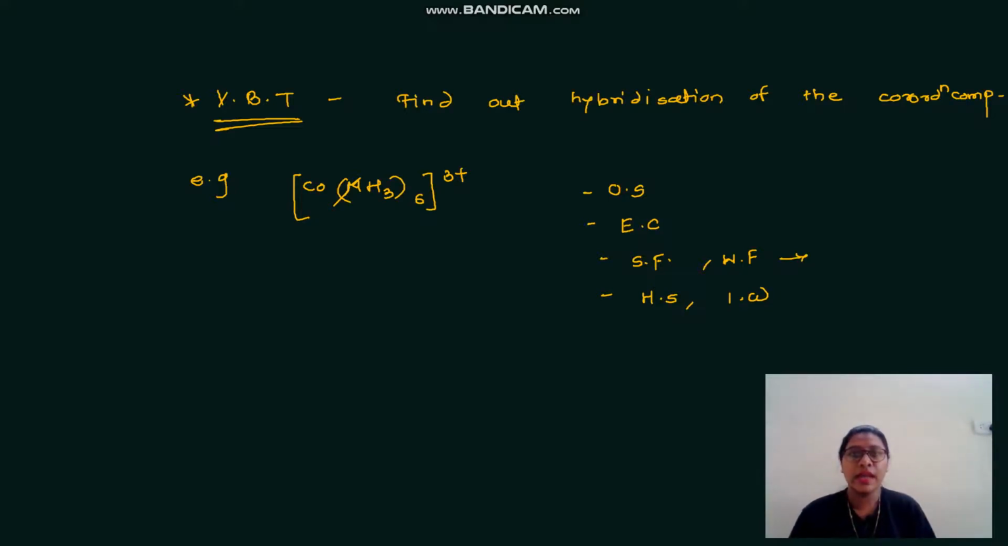For this, NH3 is a neutral ligand. Why is it neutral? Because NH3 is a molecule, it is not an atom. Therefore, x plus 0 is equal to the charge on the complex, which is plus 3. Therefore, the oxidation state is plus 3.